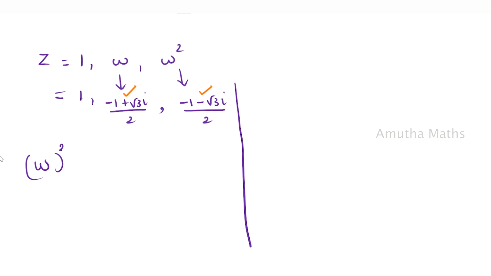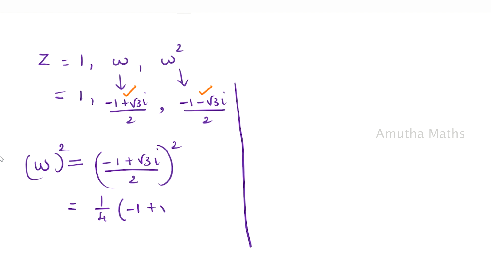ஒமேகாவை ஸ்கொயர் பண்ணி பாருங்க. சோ ஒமேகாவை ஸ்கொயர் பண்ண என்ன வரும்? What is the value of omega? -1 plus root 3 i by 2 the whole square. ஓகே, ஒமேகாவை ஸ்கொயர் பண்ணி பாருங்க என்ன வருதுன்னு பாப்போம். So that is equal to 1 by 4 into -1 plus root 3 i by 2. கீழ உள்ள denominator ஸ்கொயர் பண்ணா 4, அதை வெளியே எடுத்தாச்சு. So that is equal to 1 by 4 into, இதை a plus b the whole square மாதிரி. So this is a and this is b.